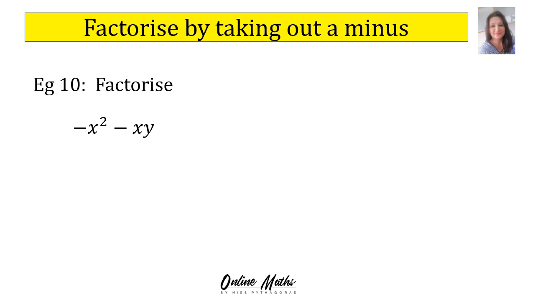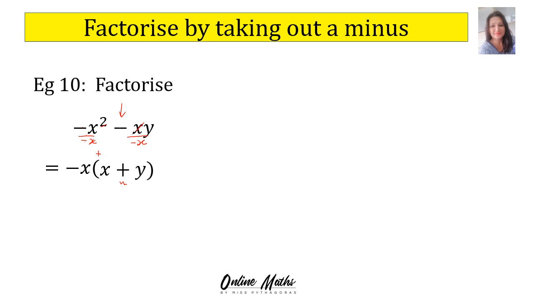Example 10, factorize. We have negative x squared minus xy. So on this one, I'm going to take out a negative and an x and the variable. So we pull out minus x, and this is what we do. We divide this one by negative x, and we divide that one by negative x, so that we can say a minus divided by a minus is a plus, which we're not going to write, and x squared divided by x is just x. And then on the second term, we will say a minus divided by a minus is a positive. The x and the x will cancel, and I'm left with y.